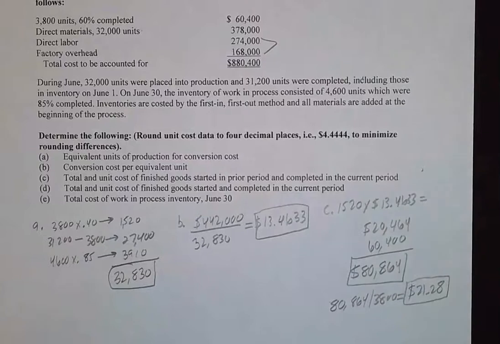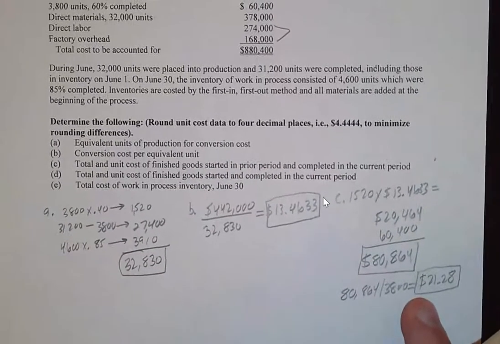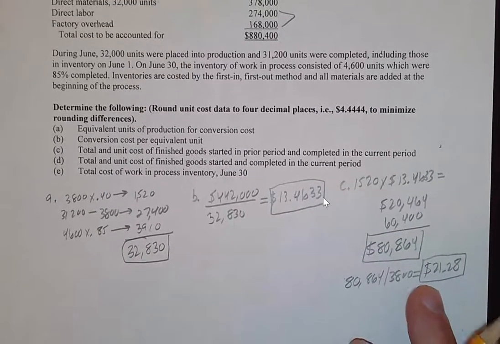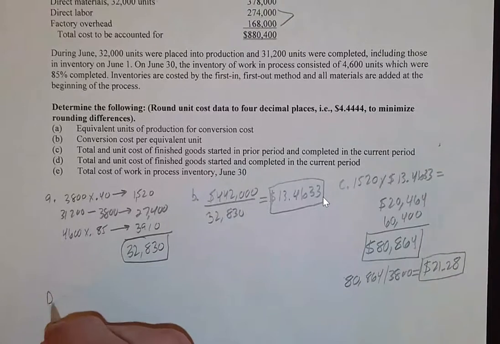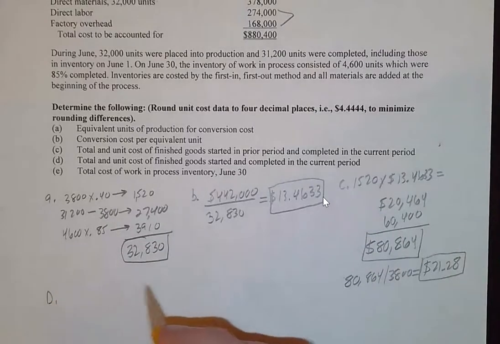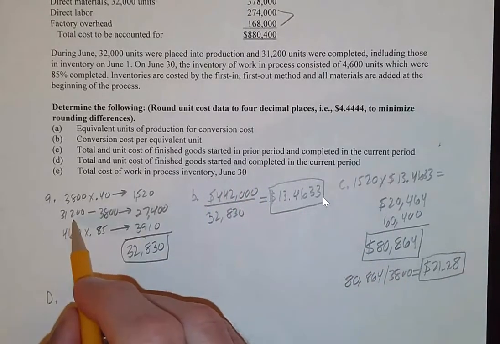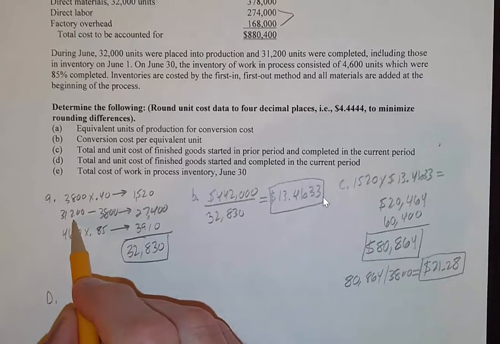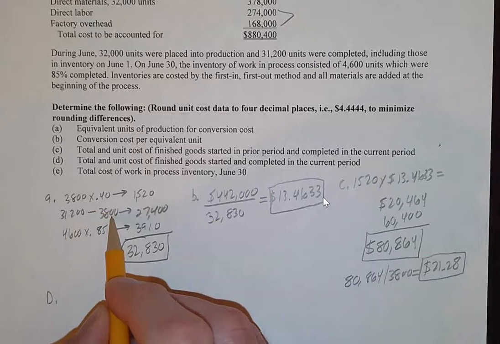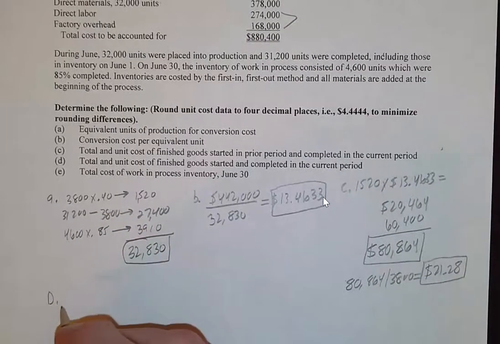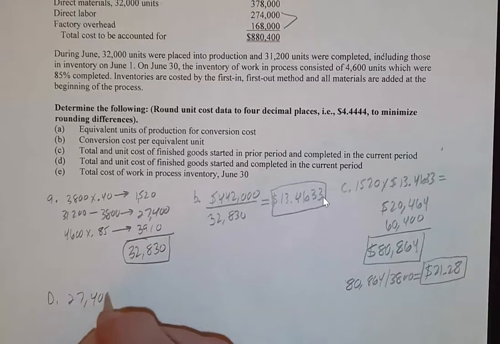All right, what else do they want? They want total and unit cost of finished goods started and completed in the period. Okay. Well, the good news is, and I'll have to probably kind of go back and forth here a little bit so that we can see what we want. I'll try to pay attention as best I can. So D, started and completed. We've actually figured that out. We completed 31,200 units in the period, but 3,800 of those were started in the prior period. So started and completed is 27,400.